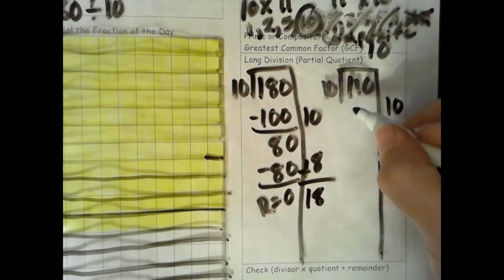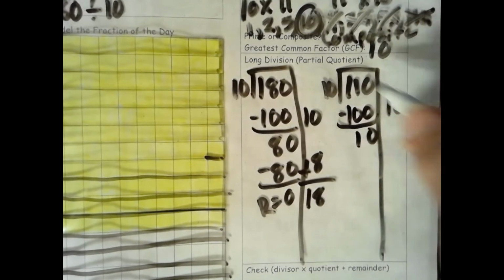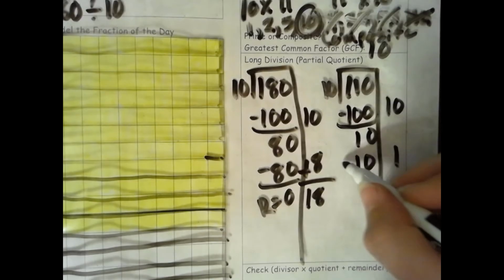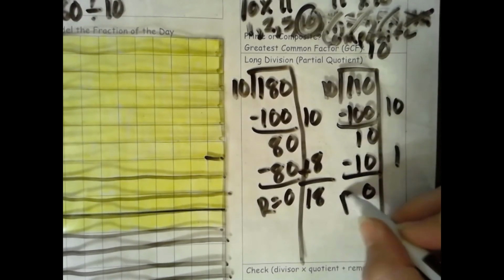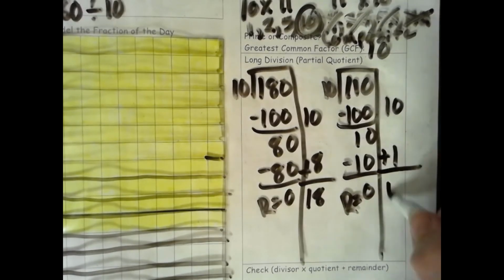10 times 10 is 100. Numbers the same, zeros the game, more on top, no need to stop. 1 times 10 is 10. Numbers the same, zeros the game. Add our partial quotients together, and we get 11.